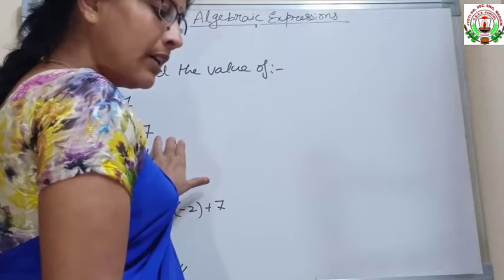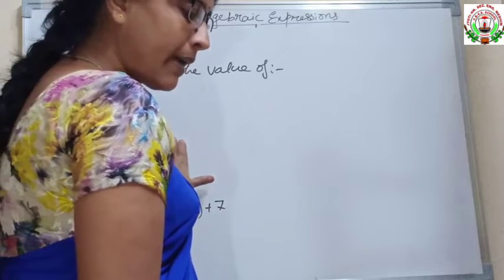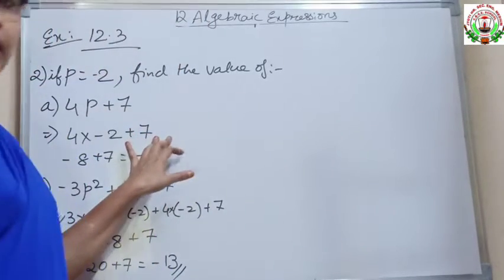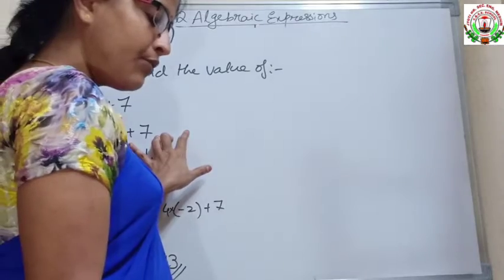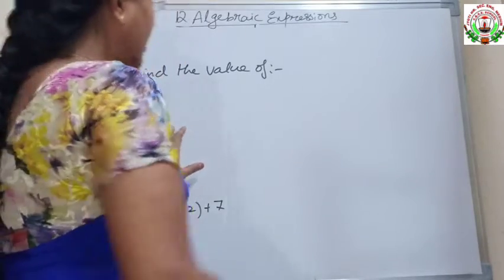Hope you can do the third part, that is minus 2p cube minus 3p square, the same way. One question I am leaving for you to solve. Next, the third question.